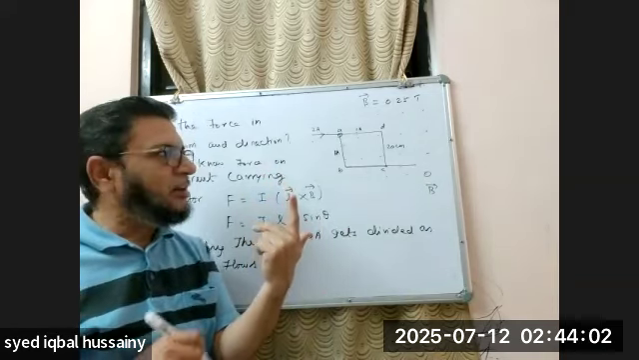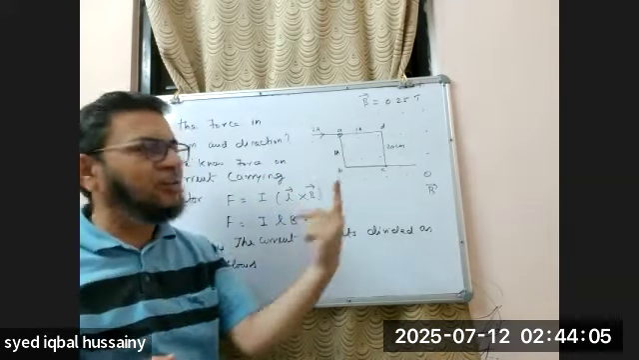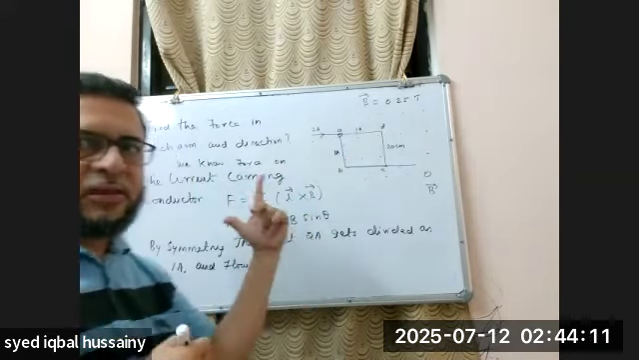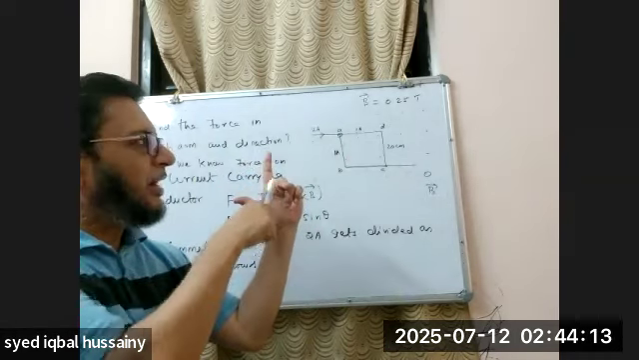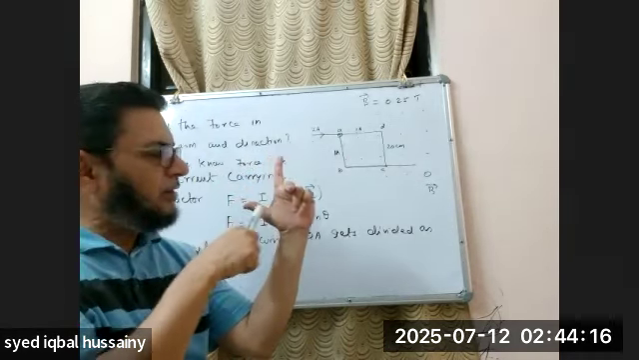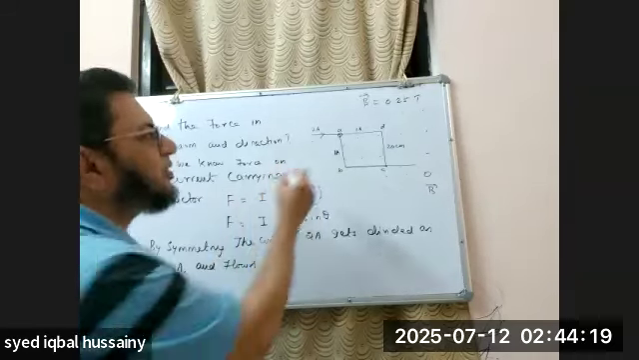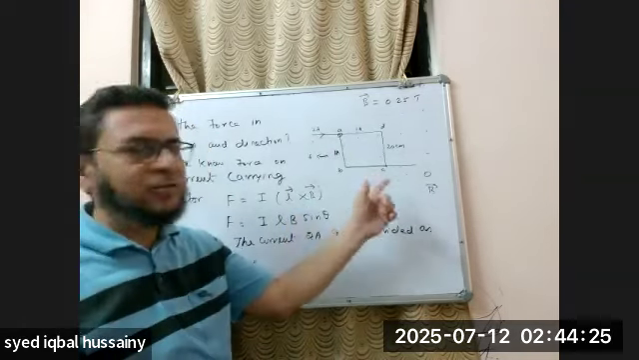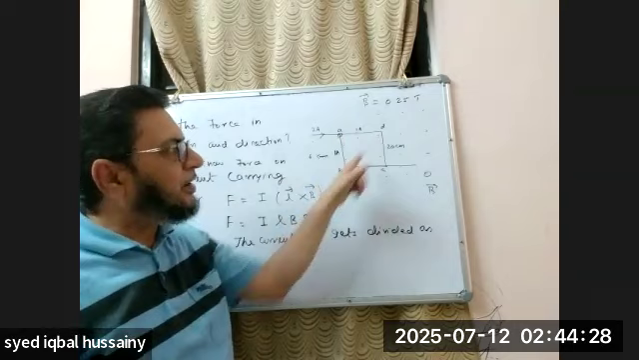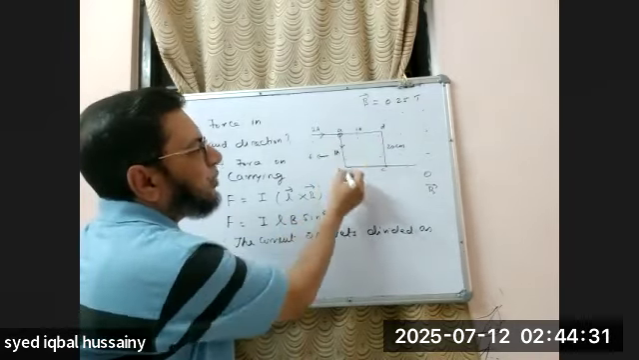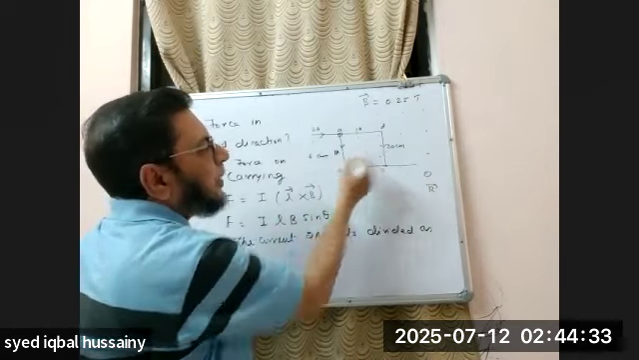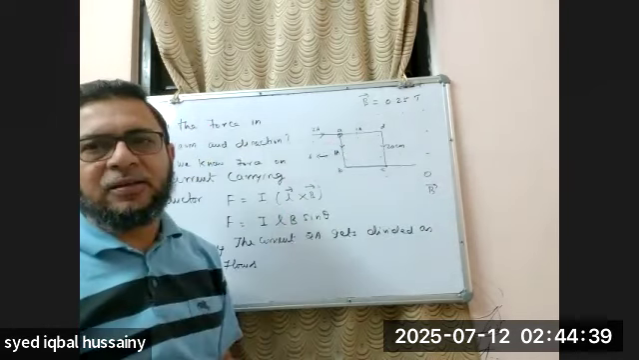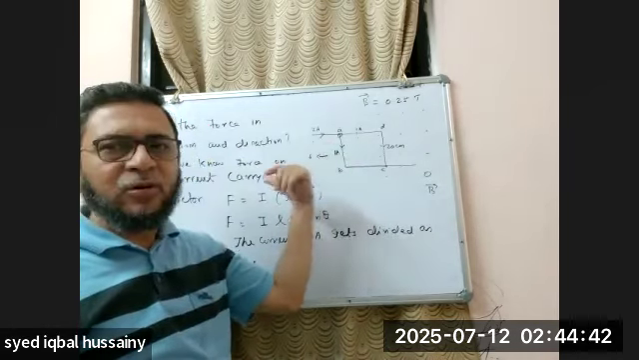Then the current is going in this direction, the magnetic field lines are going outside, and the force will be existing on the left side. The same thing will happen here also, because the current direction here and here is the same. The current direction A to B and D to C is the same. So the force will be experienced on the left side in AB and DC.